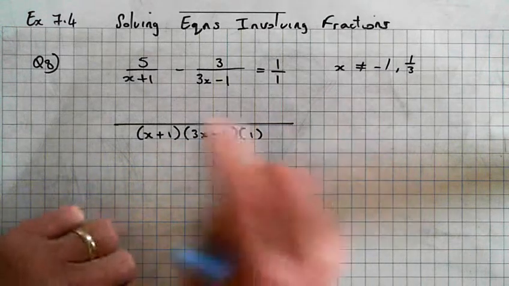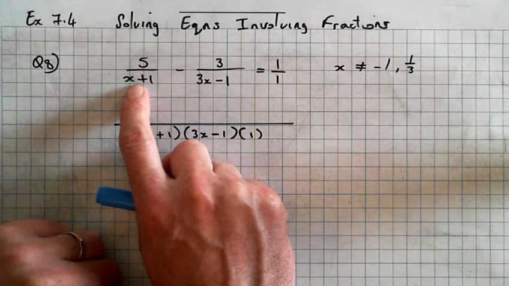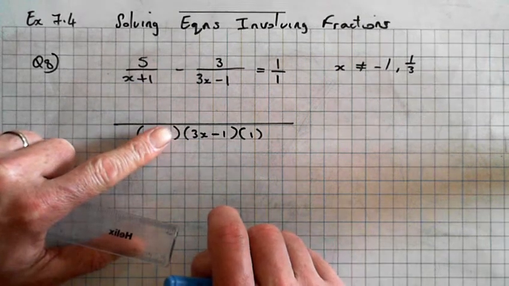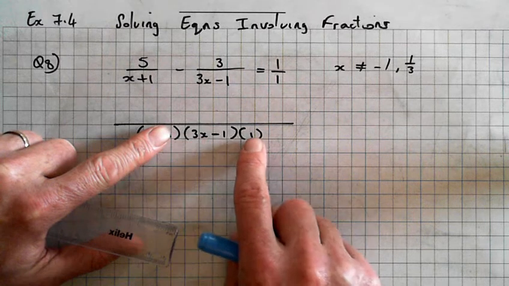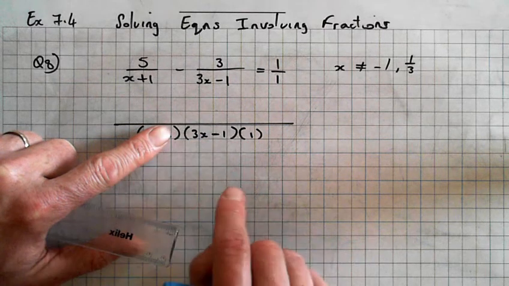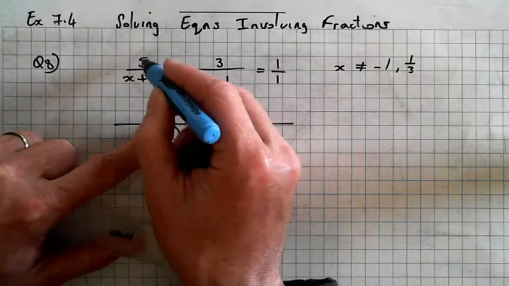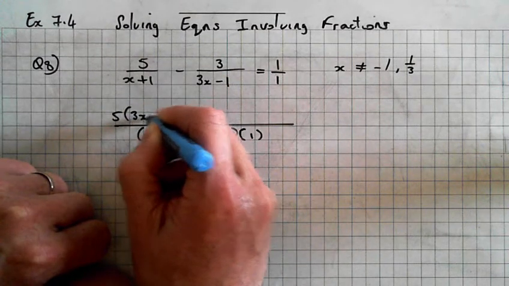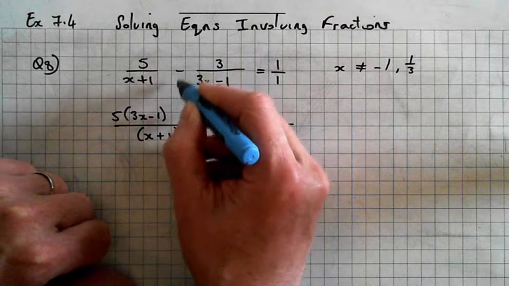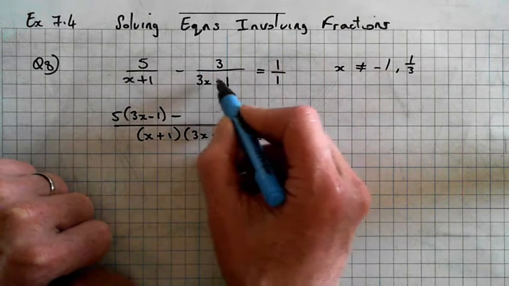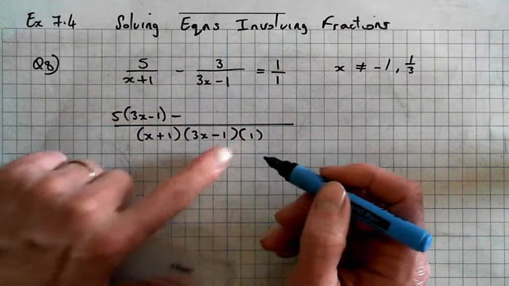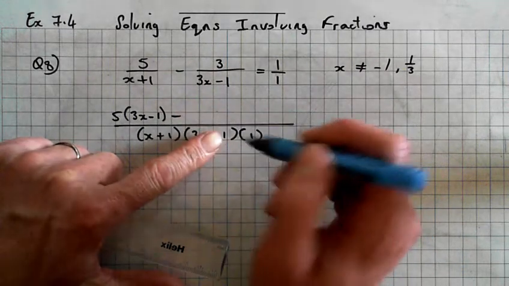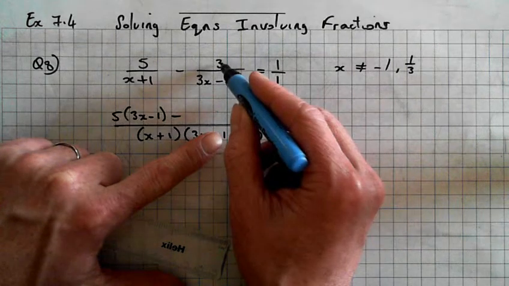Right. So the first thing you do is divide x plus 1 into all of this. So what I do is I put my finger over x plus 1. What's left? 1 times 3x minus 1, which is 3x minus 1. So it's 5 times 3x minus 1. Now bring the sign down. Now 3x minus 1 divided into all of this, the bottom. What's left? 1 times x plus 1, which is x plus 1. So 3 times.